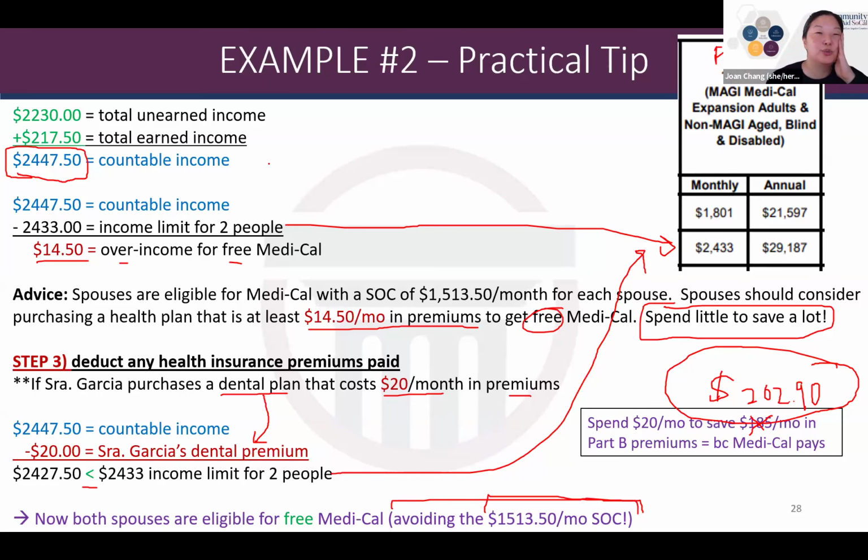But you're right. If we're looking at it as Senora Garcia and Senor Garcia, 1,500 technically for each of them, for them to both access free Medi-Cal, yes, it doesn't make sense. Welcome to the funny world of funny Medi-Cal math.